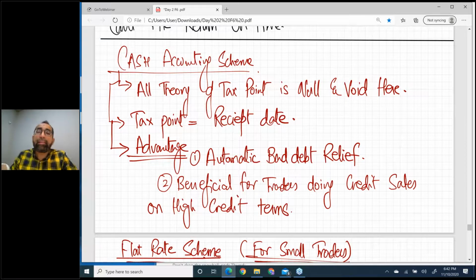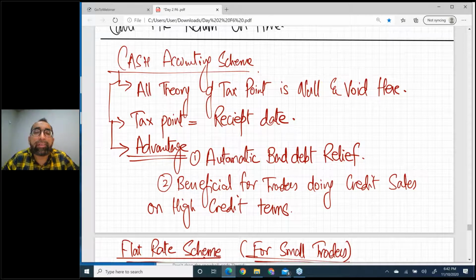That means if you receive cash from your customer, then pay to government. If you receive cash from your customer, then pay to government. No need to pay on invoice basis. No need to pay VAT from your own pocket. No need to block your money. So what are the advantages of this? Advantages of cash accounting scheme?